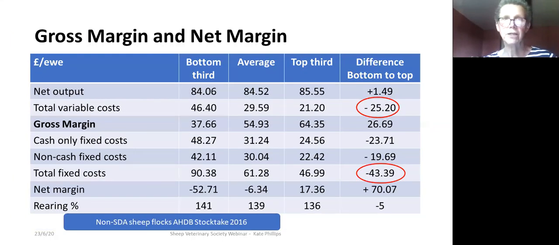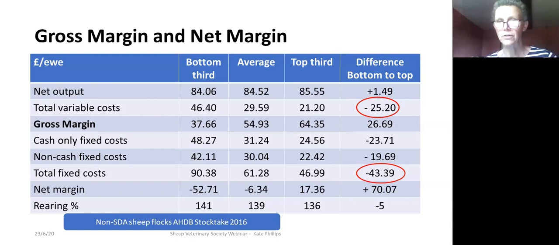And just to take you finally to the gross margin analysis, so we have the net output that we had in a previous slide, and we take off the variable costs, and that will give us the gross margin. And in this set of data, the bottom third gross margin is only £37 a ewe, and the top third is £64. And there is a huge discrepancy, as you can see, in the variable costs.